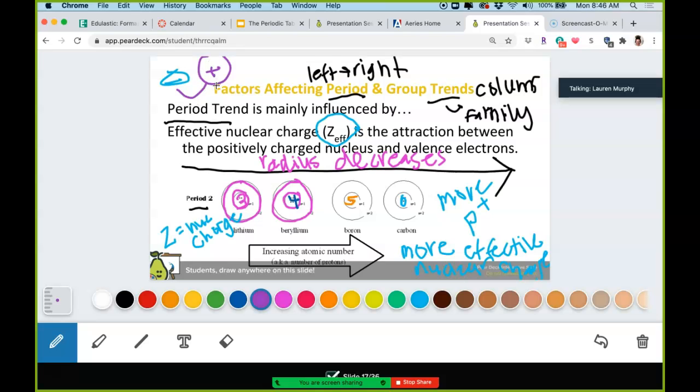Because neutrons don't have charge, and the electrons are negatively charged, the electrons are attracted to the nucleus of an atom. Well, the more positive charge you get in the nucleus, the more the electrons are attracted to the nucleus.